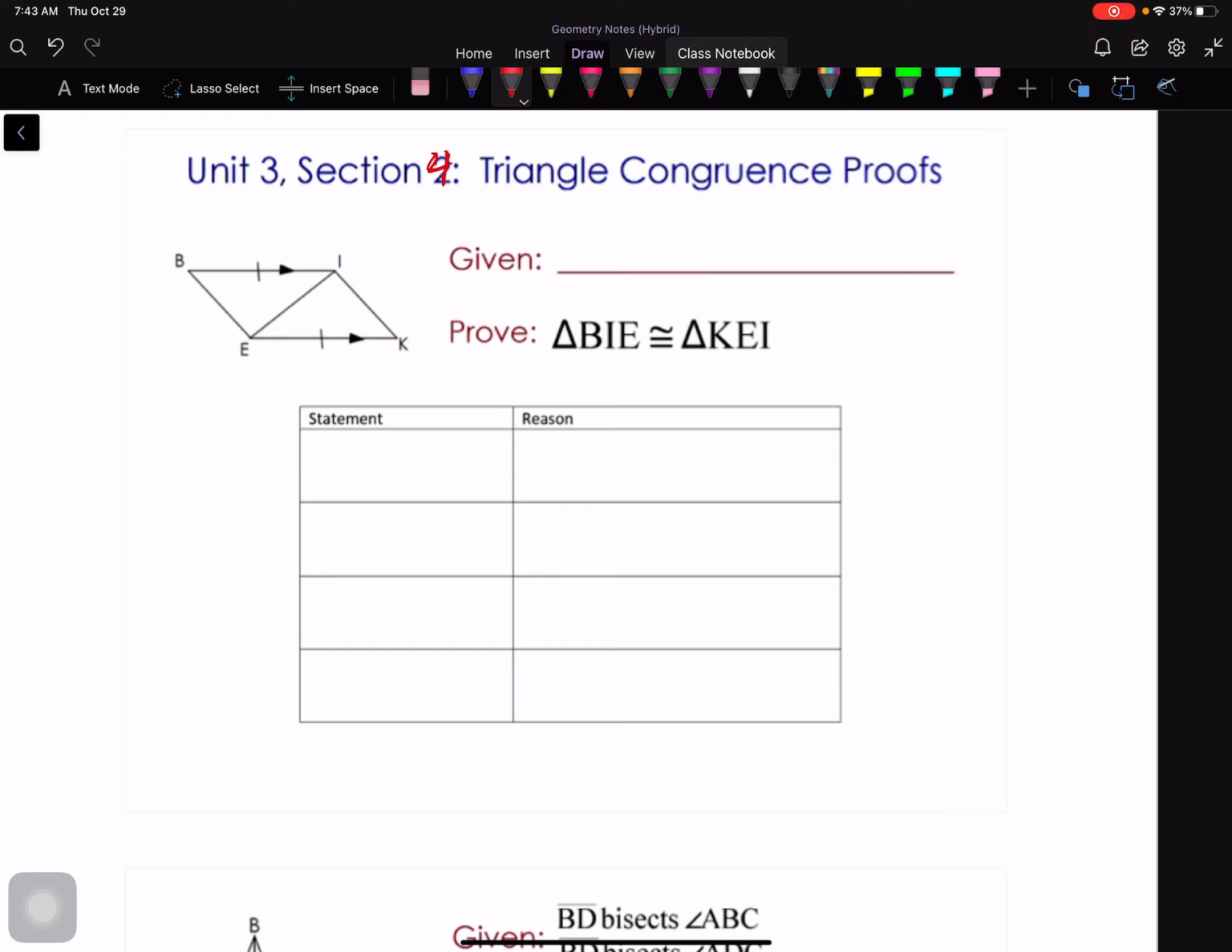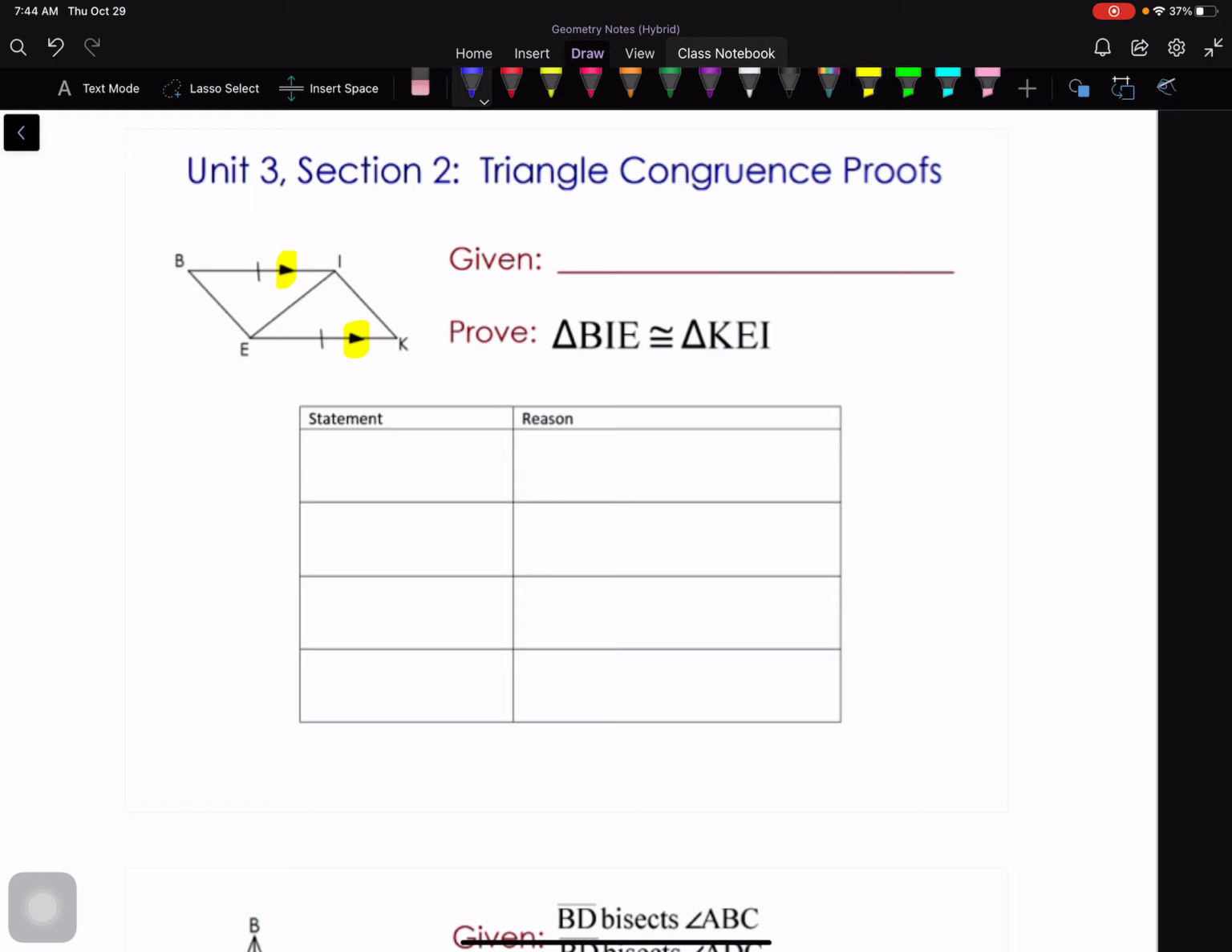You have to use a lot of vocabulary and some former unit knowledge in order to complete these. So first of all, I don't know why the given information isn't there, but let's take a look at our diagram. Let's talk about some symbols so we can identify our given information. So first of all, do you see these two arrows here? Those are telling you that the lines are parallel.